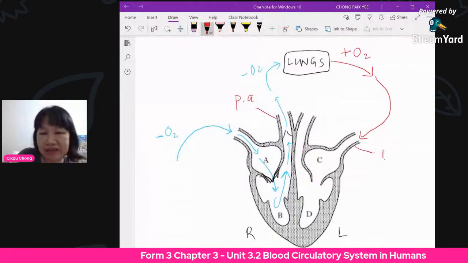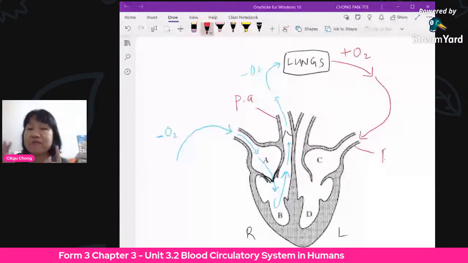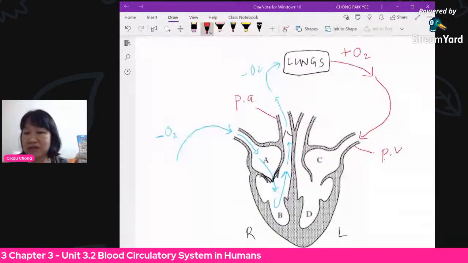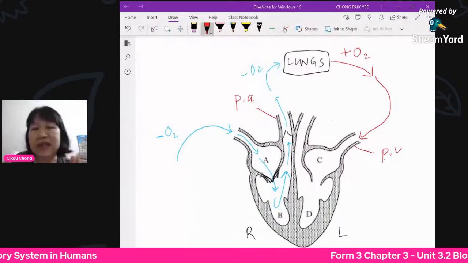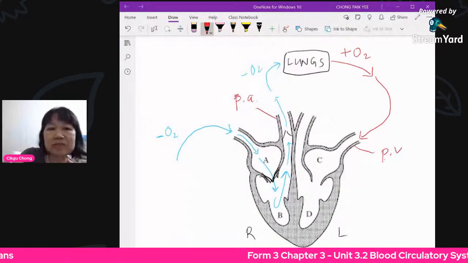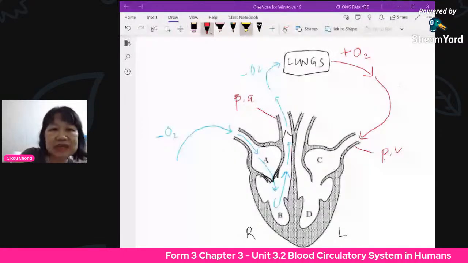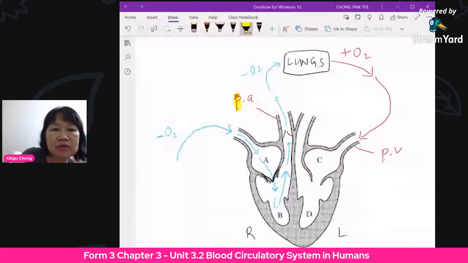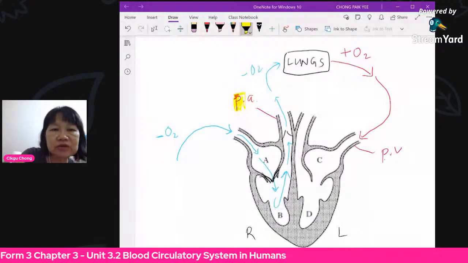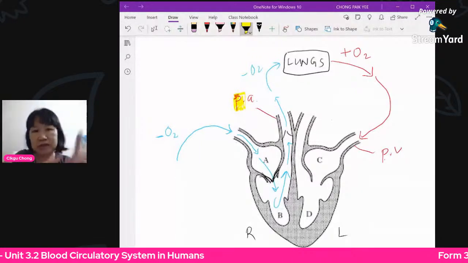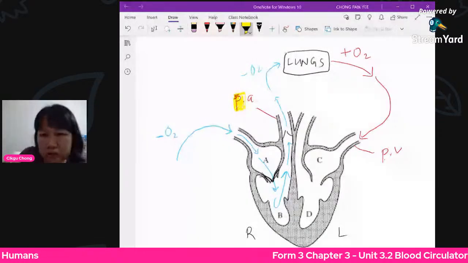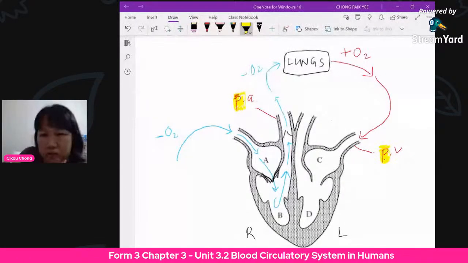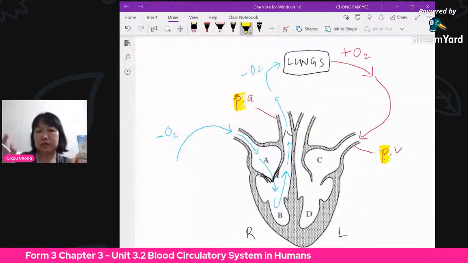Correct. Now you see why it is named pulmonary? Pulmonary because it is connected to the lung. So you can see just now the P here. This P shows that pulmonary means it is connected to the lungs. It goes to the lung, and then coming back here, it is also connected to the pulmonary because this one takes back the blood from the lungs. So that's why pulmonary.